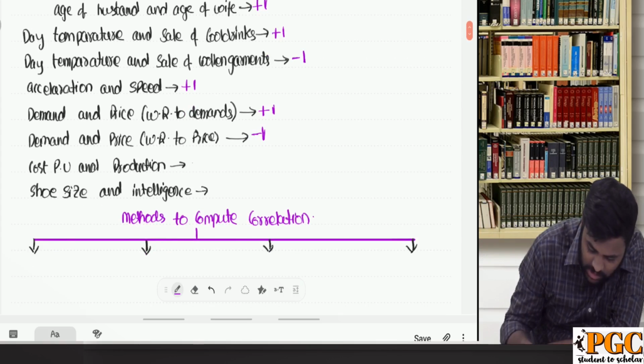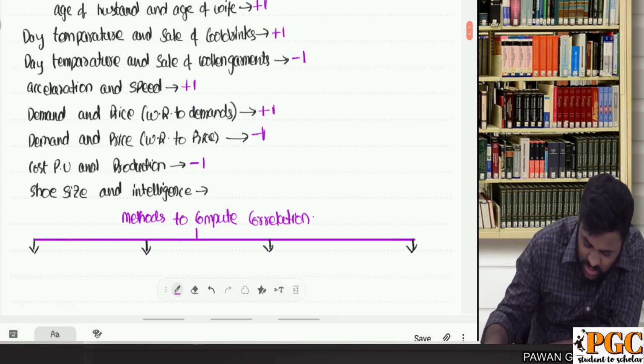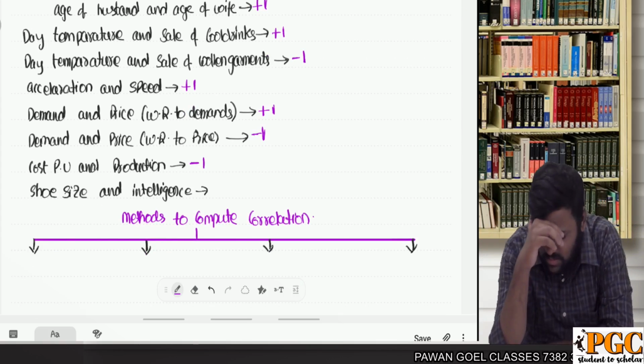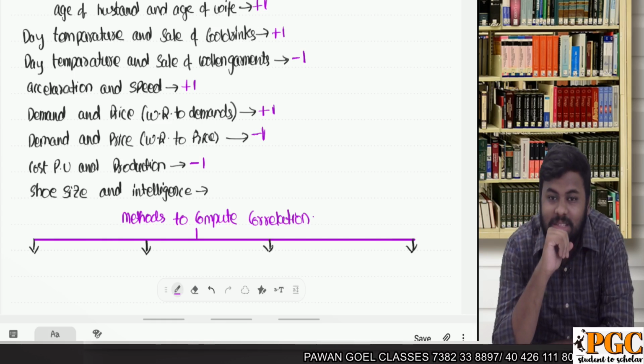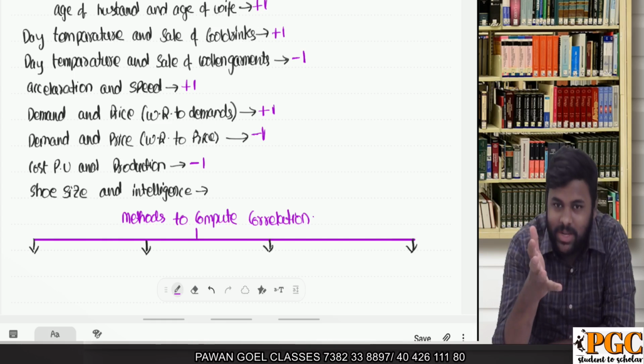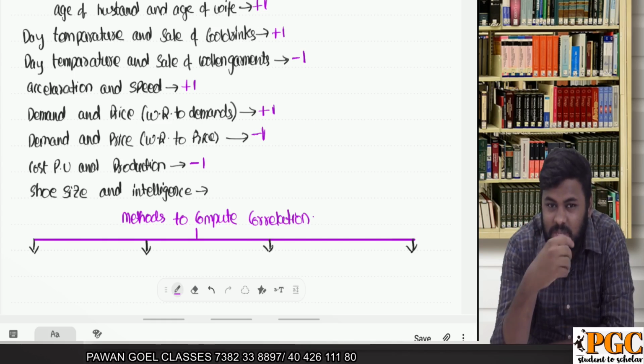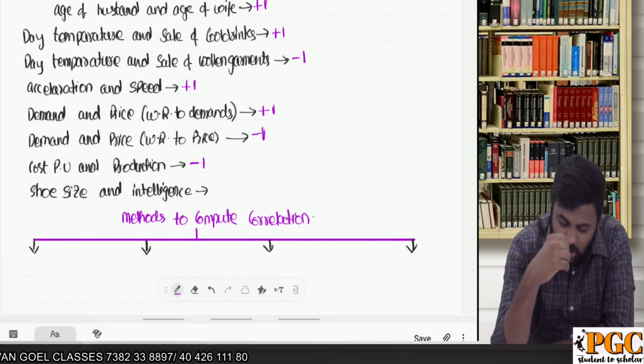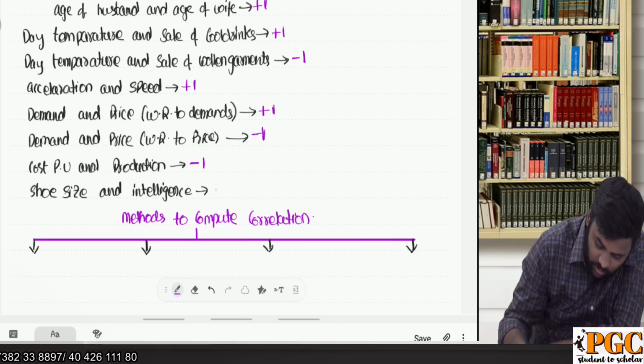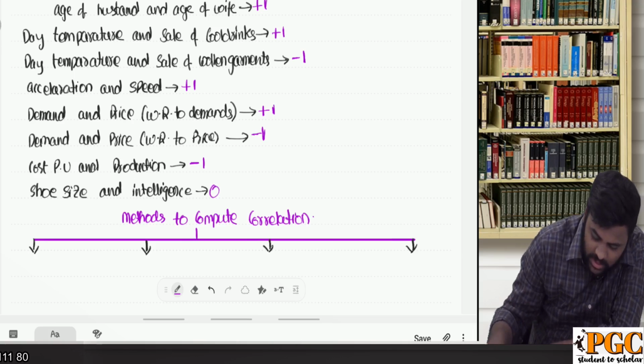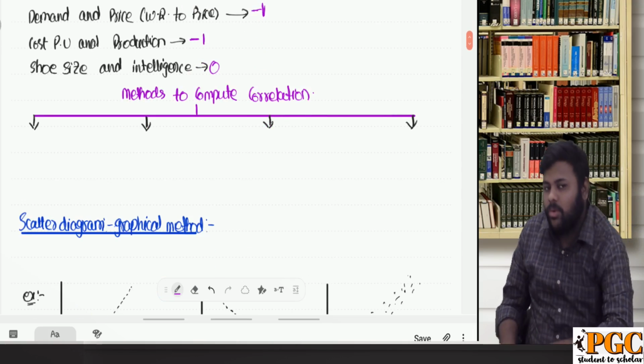So the relation is -1. Shoe size and intelligence. From where did we get this shoe size and intelligence? How can one person calculate the relation between shoe size and intelligence, my dear friends? It's not possible, so it is 0. Okay. Next, methods to compute correlation.